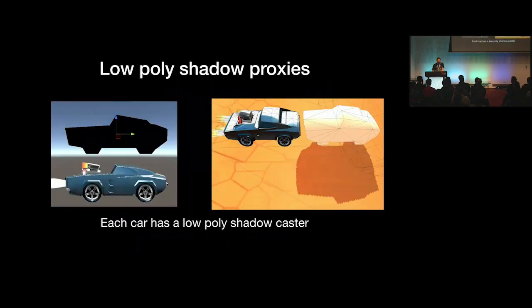Another trick, for artists, is low-poly shadow proxies right here. You can see the car itself doesn't cast any shadows, but we use a low polygon model to actually be the shadow caster. And Unity has made this really easy because you can just toggle on shadows only. That's about it. Just tell your artists to do that. I'm sure they like making that stuff, like LODs.